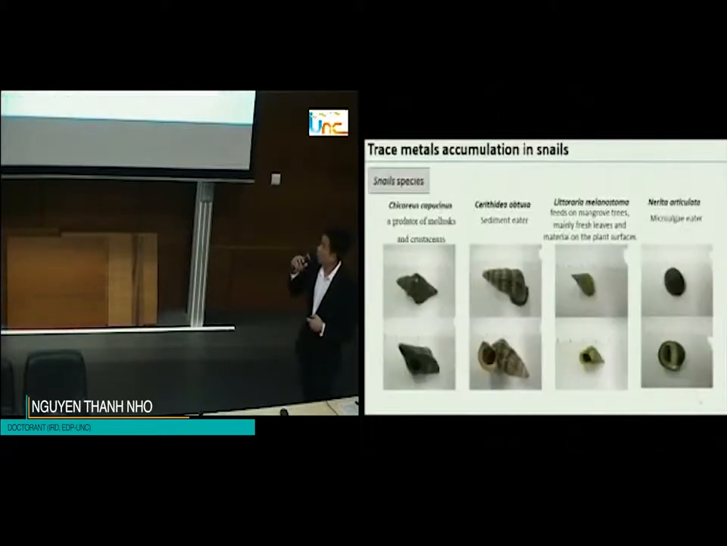To evaluate trace metal accumulation in snails, four species of snail with different feeding regimes were collected in Avicennia and Rhizophora, including Cheritia as a predator, Cerithidea as a sediment eater, Littoraria as a leaf eater, and Nerita as a microphytobenthos eater.